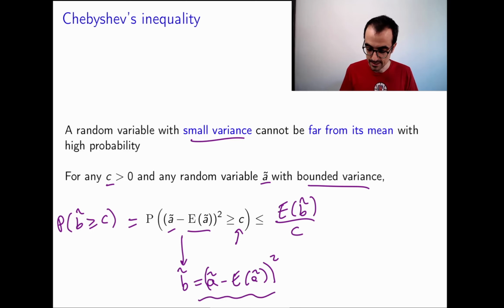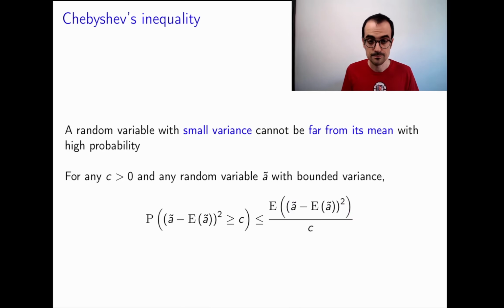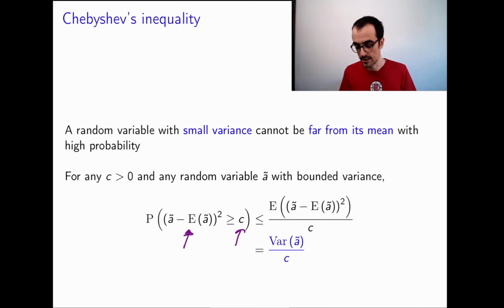this is just the expected value of a minus its mean, squared, divided by c. Okay, so we get this inequality here. But now what is the expected value of a random variable minus its mean squared? That's just the variance by definition. So the probability that the squared deviation is above c is bounded by the variance of the random variable divided by c.